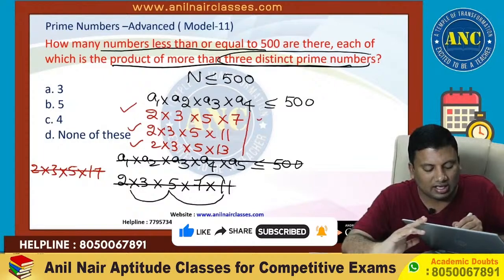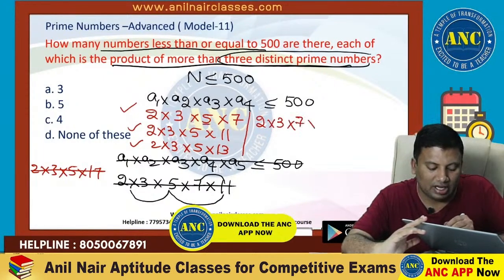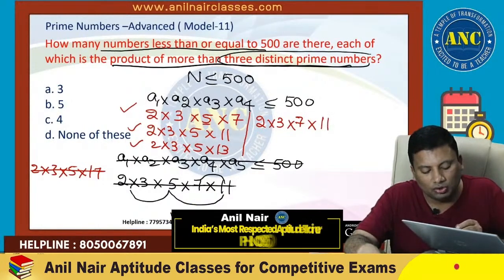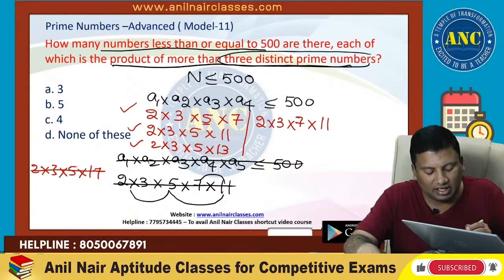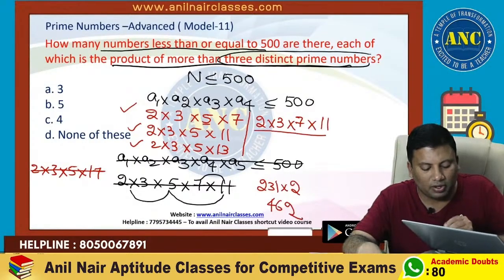3 cases came here. Next it is 2 into 3. Instead of 5, I will keep 7. After 7, what is the next prime number? 11. 2, 3, 7. 7 11s are 77. 77 3s are 231. 231 into 2, 462. This is also a possible case.